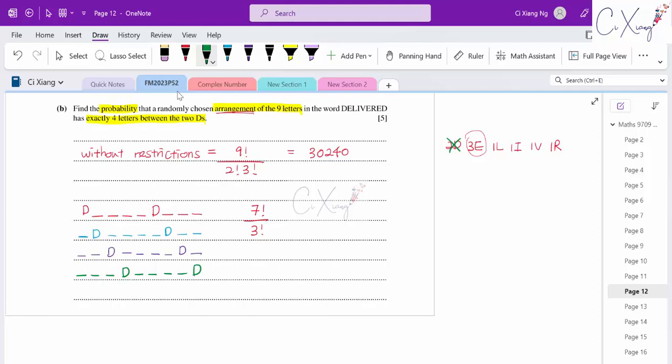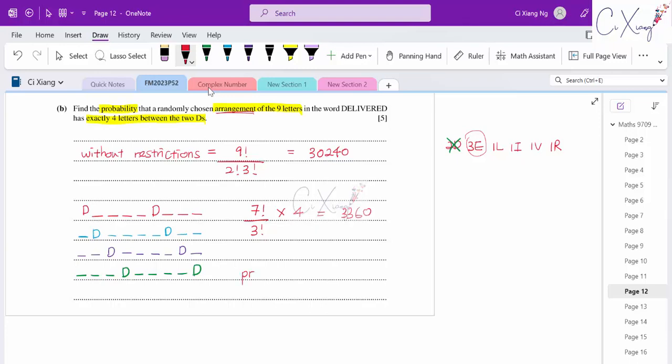So for all the 4 cases here, all the arrangement will be 7 factorial divided by 3 factorial, like what I showed you in the first case just now. So you can either add all of them together, or you can straight away multiply them with 4. The 4 here basically means that you're having 4 different cases for the position of D. Okay, and that's why you can simplify the answer for this part. You will have 3360.